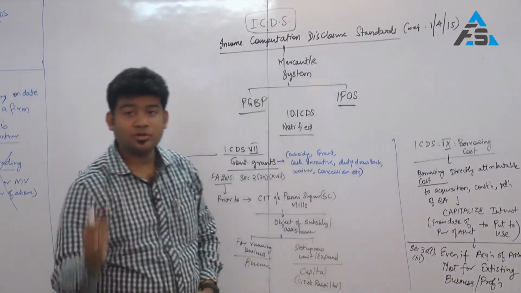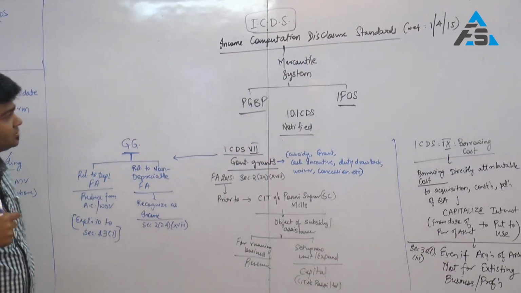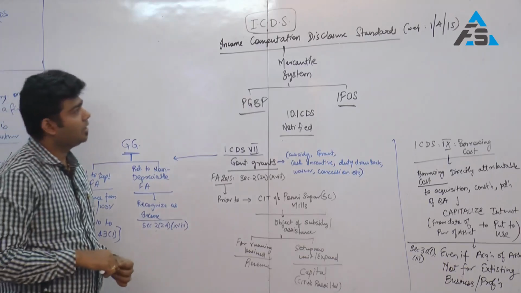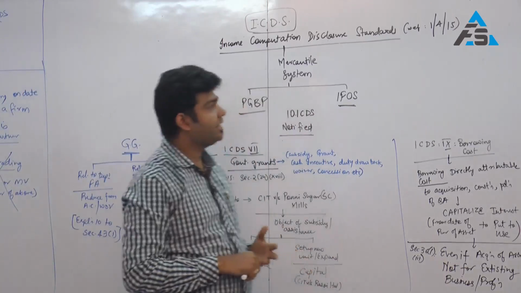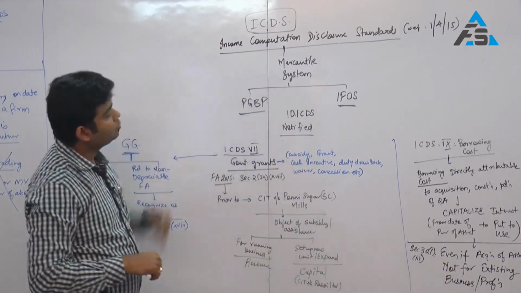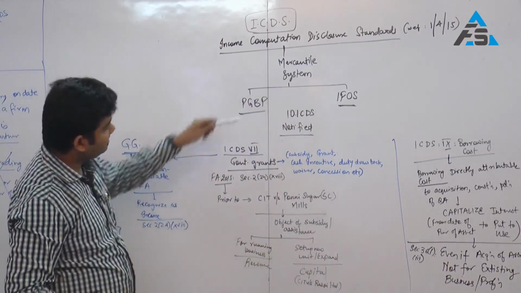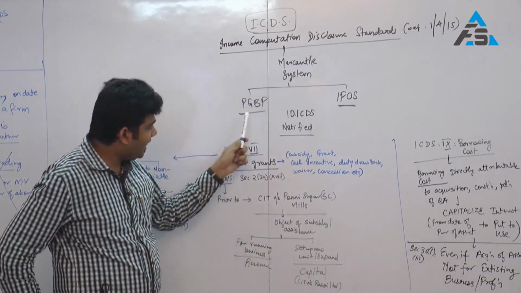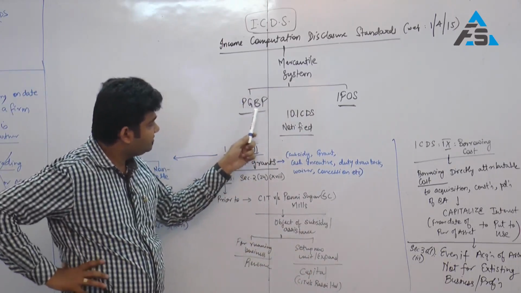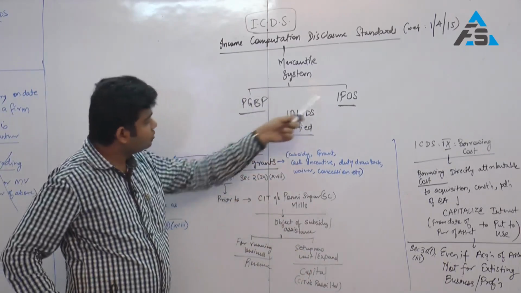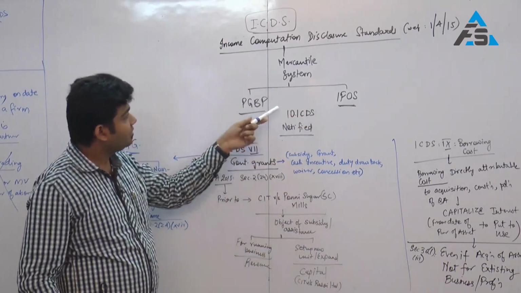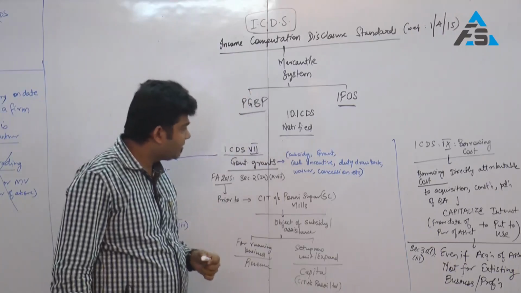So 31st March 2015 is when it was decided that we are going to adopt ICDS, and 1/4/2015 was the date to start with. Used only if your books of accounts are on the mercantile system, and for the heads of income profits and gains of business and profession, and income from other sources. So only these are the 2 heads of income for which ICDS are made applicable as of now.